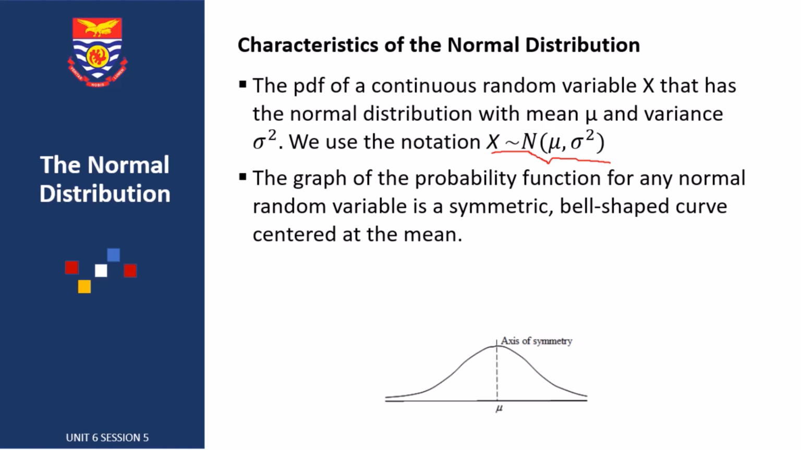Well, the graph of a normal probability function of any normal random variable is symmetric. What it means is that it's a bell shape and it's centered at the mean. So here you see that the mean is in the middle, right? It's centered at the mean. Whilst you have a positive standard deviation here and a negative standard deviation. So we have about 3 standard deviations away on the left and 3 standard deviations away on the right.